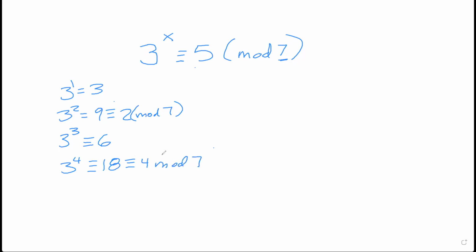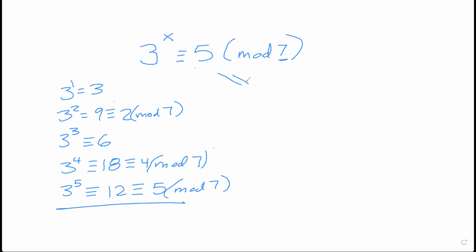Okay, we're still not there. 3 to the fifth power, well, it's going to be 4 times 3, so that's going to be 12. But 12 is the same thing as 5 mod 7. Hey, sweet, we just found it. In this particular problem, the solution x is equal to 5. It turns out our solution is 5. No coincidence, it happens to equal 5.